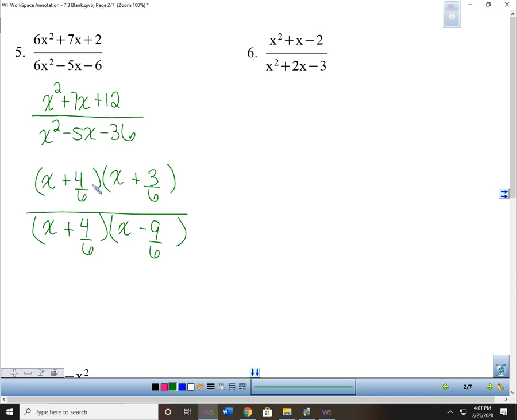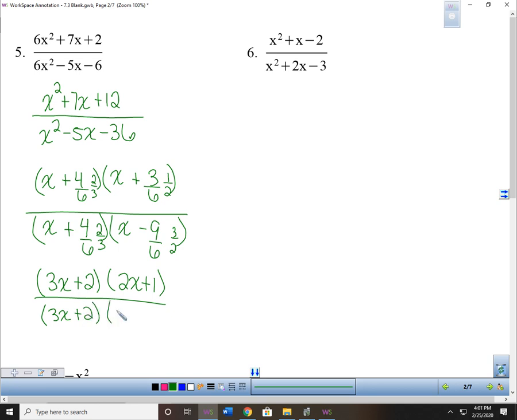So 4 over 6, that reduces to 2 over 3. And 3 over 6 reduces to 1/2. So if I were to pull the bottom forward, that would be 3x plus 2. And back here, I'd pull the 2 forward. That would be 2x plus 1. Always reduce. Okay. 4 over 6, that reduces to 2 over 3. And 9 over 6 reduces to 3 over 2. So I'll pull the 3 forward, plus 2. And then I'll pull the 2 forward.